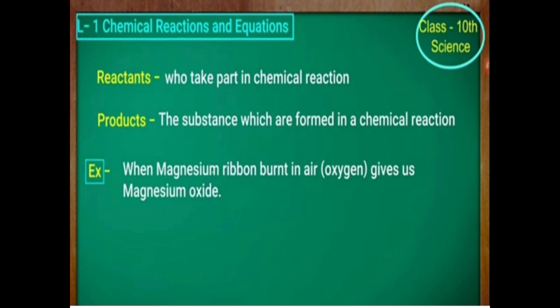So let's take an example. When a magnesium ribbon is burnt in air, that is oxygen, it gives us magnesium oxide. So it is clear here that the reactants are magnesium, Mg. Magnesium reacts with oxygen, that is it is burnt in air, so it reacts with oxygen. So magnesium and oxygen are reactants and it gives us magnesium oxide, that is the product, MgO.